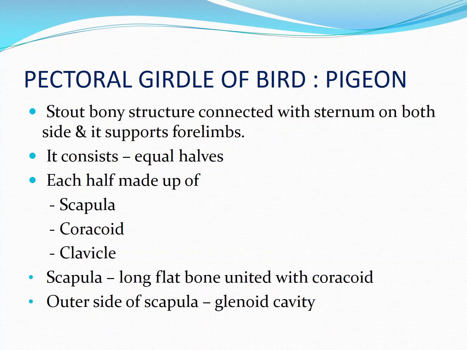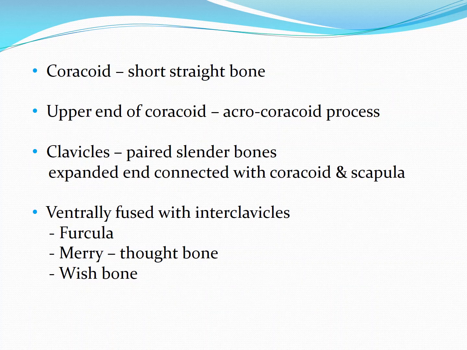Now coming to the scapula. Scapula is a long flat bone. The anterior side of the scapula is firmly united with the coracoid bone. The outer side of the scapula anteriorly has a depression called glenoid cavity, into which the head of humerus bone fits and articulates.